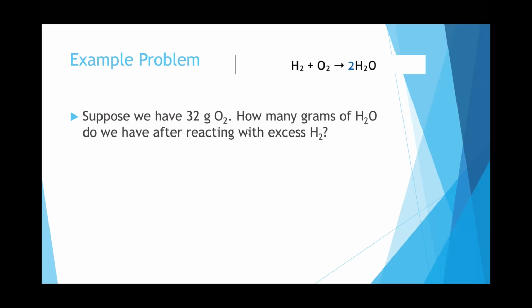So it's the same equation, but we have 32 grams of oxygen. Please type your answer in the chat when you're done. How many grams of water do we have after reacting with excess hydrogen gas? Last question, we had excess oxygen and a certain amount of hydrogen. This time we're reversing it. Let me give you the molar masses real quick. The molar mass for oxygen, O2, is 32. And the molar mass for water is 18, I believe.